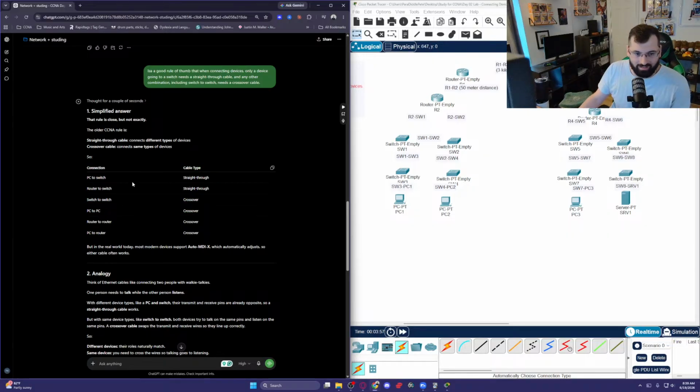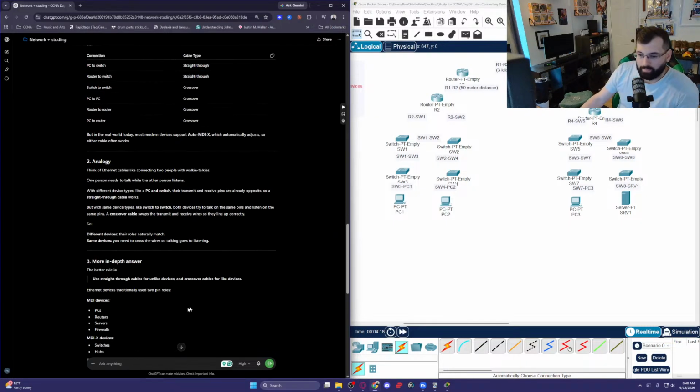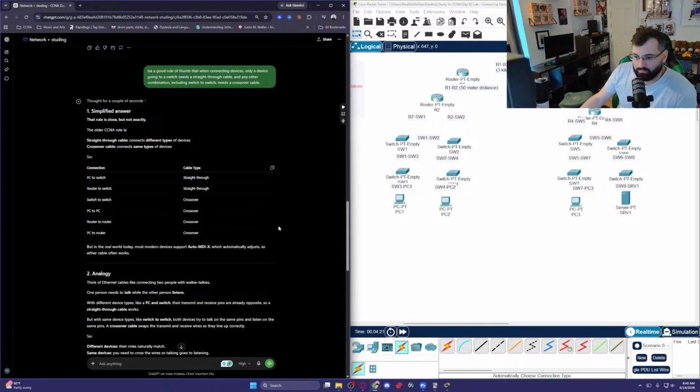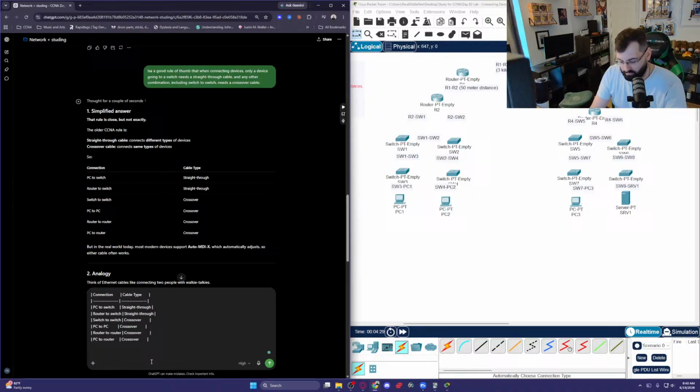Basically, the formula is this. Any device that goes to a switch always uses a straight through cable. Any other combination, including switch to switch, all uses crossover. That's so much easier as a rule of thumb. Okay. This is dumb. So I am correct.